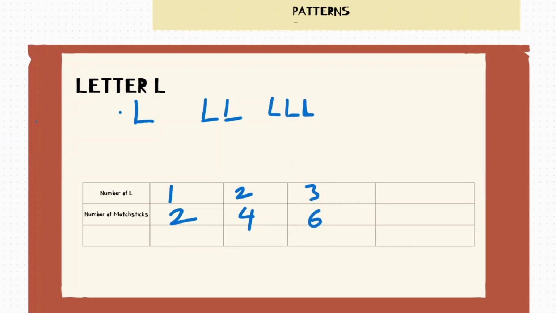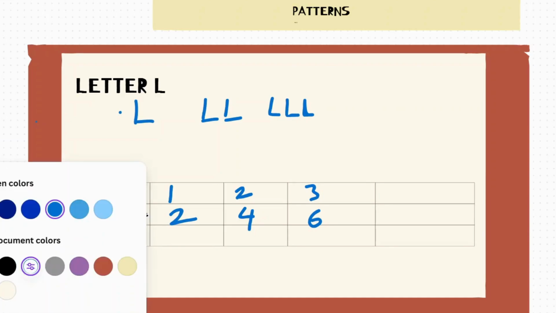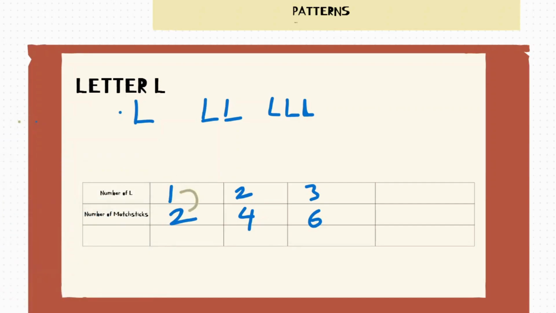Now, do you notice any pattern here? I'm sure you must have figured out that there is a certain pattern. And what is that? Whenever we are creating the next letter, we are multiplying by 2, isn't it? Here, if we multiply 2 by 2, we'll get 4. Now, what about this? 3 times 2, we will get 6. So, if I have to create 5 L's, how many matchsticks do you think I require? I can simply multiply by 2 and I will get 10.